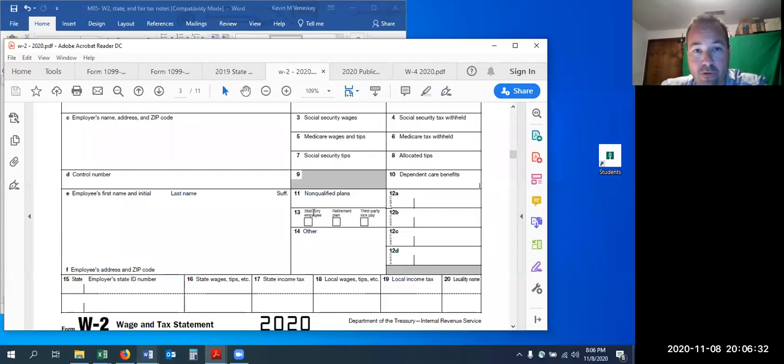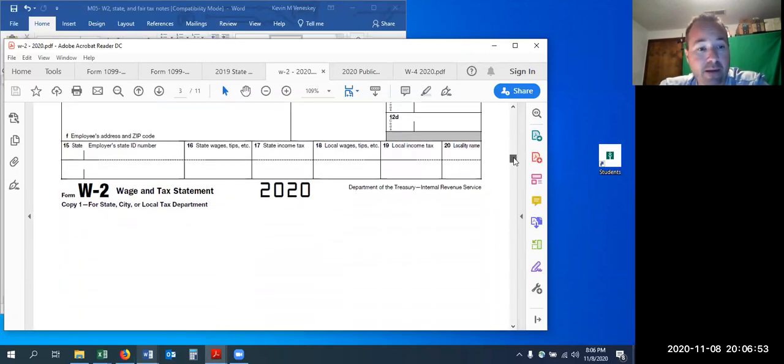And then if you meet one of those statutory categories, this would be checked. Box 14 is simply for other information. Nothing in box 14 would go on your tax return directly. It may show how much you paid into medical insurance premiums, just as extra information. It could show you other things. A lot of times it's just left blank.